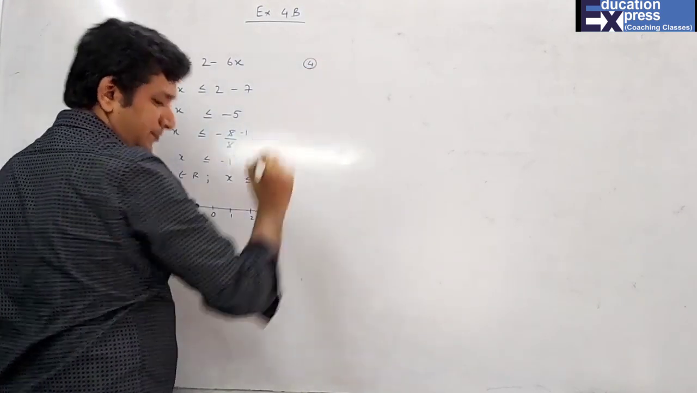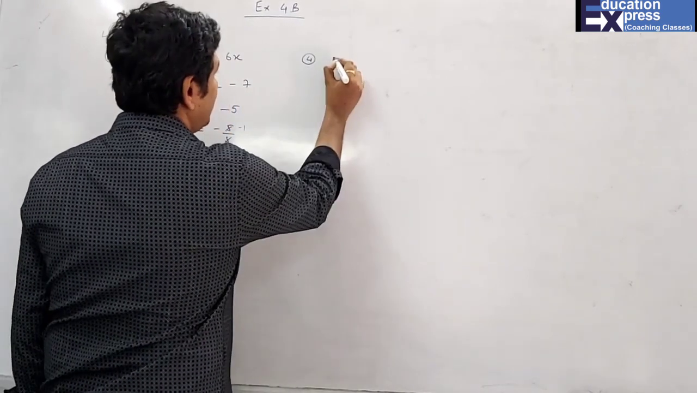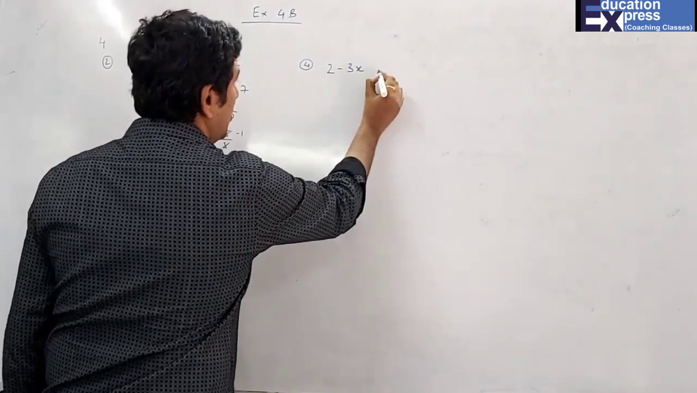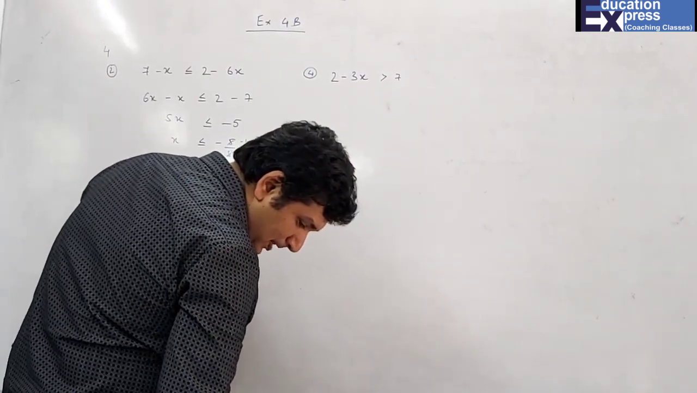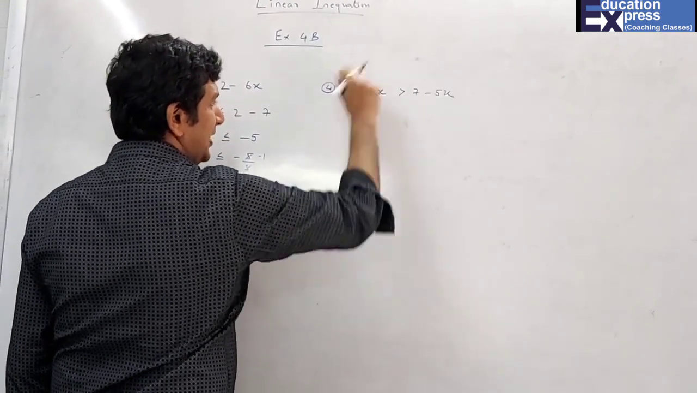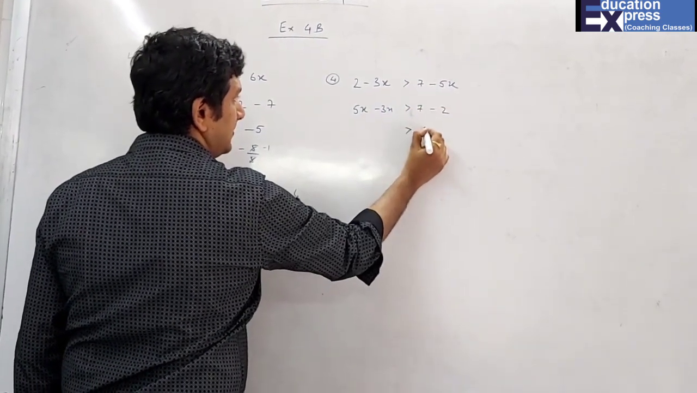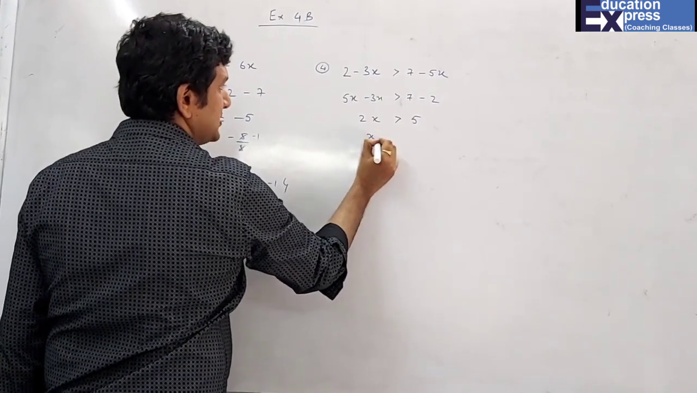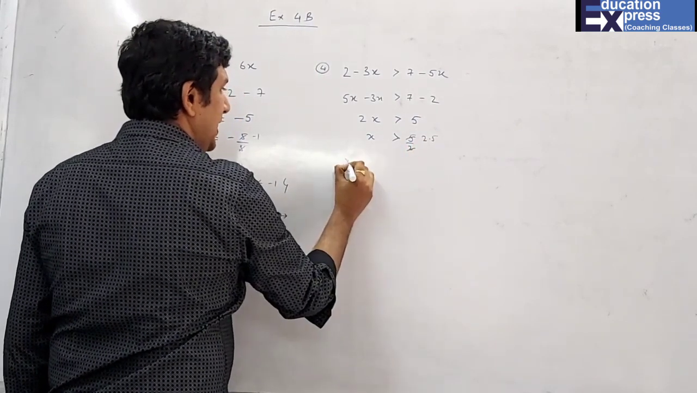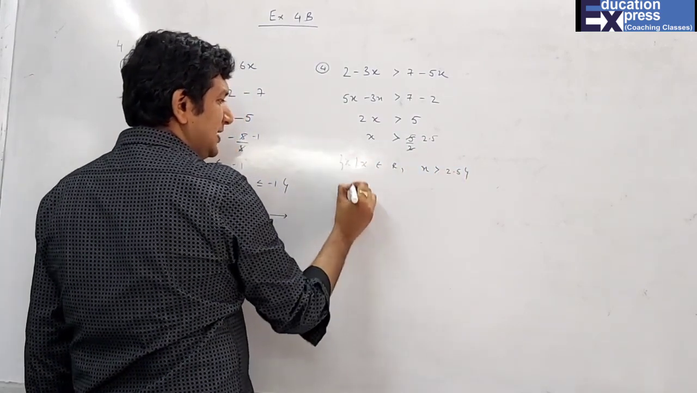Fourth part. Two minus 3x is more than 7 minus 5x. Again x is negative, so obviously this I get over here. So plus 5 minus 3 and 7 minus 2. So x is more than 5 upon 2, which is 2.5. X such that x belongs to real numbers, x is more than 2.5. This is the set builder form.